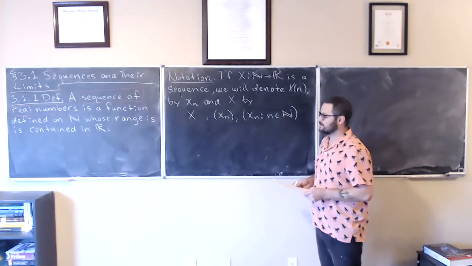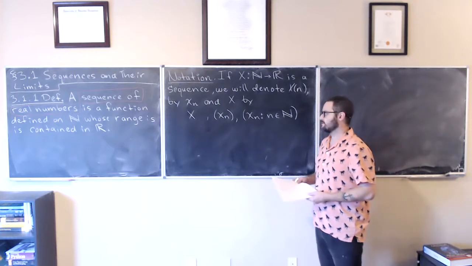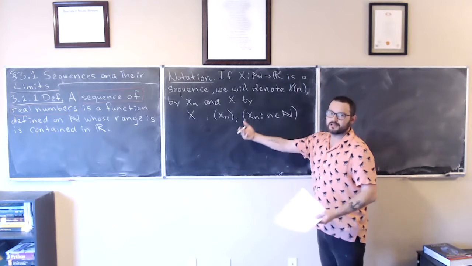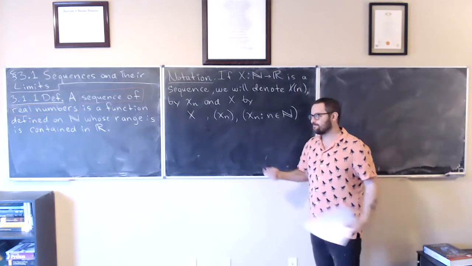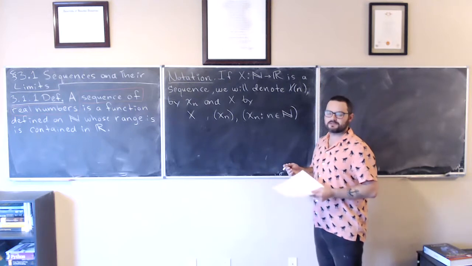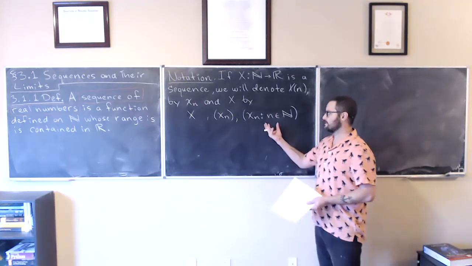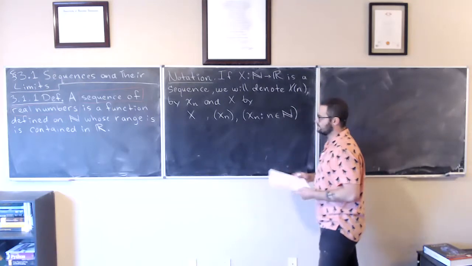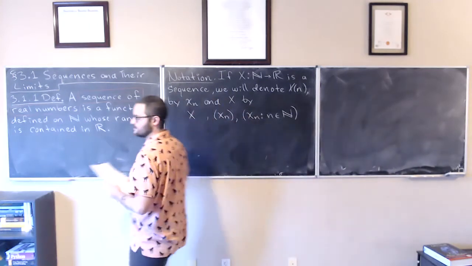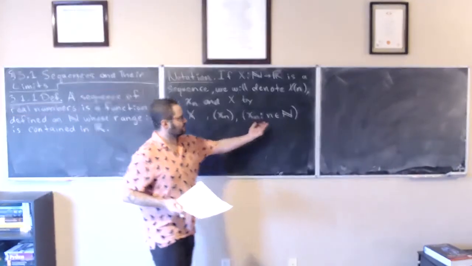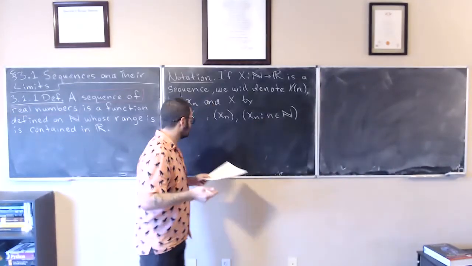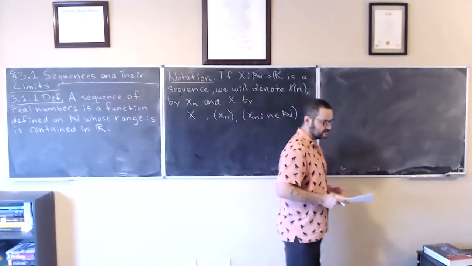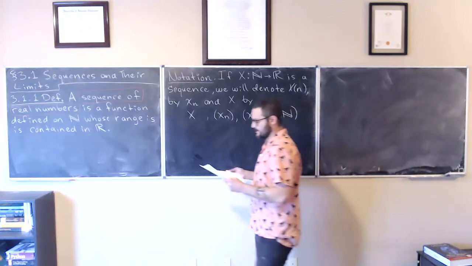Now, the use of parentheses indicates that there's an ordering on the sequence. Technically, a sequence is the range of a function, which is a set. But for sequences, we emphasize that the ordering matters. These are like infinite tuples, if you will. That's why we use parentheses instead of curly braces: the ordering does matter.